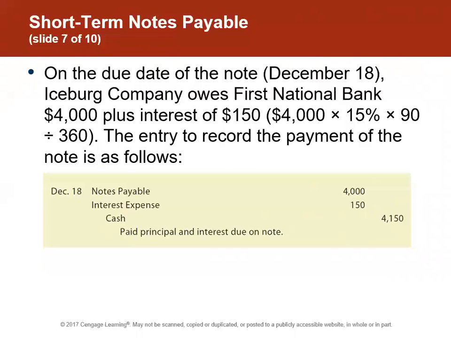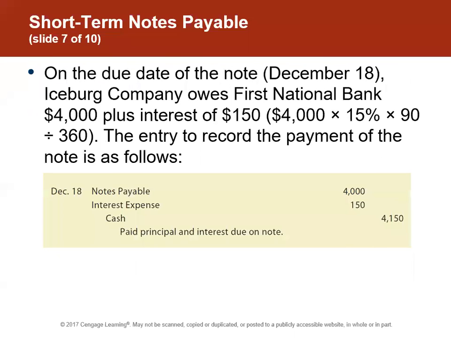When that note is due on December 18th, it's the same entry as it was before. We calculate our interest, 4,000 times 15%, times 90 over 360 gives us interest of 150. We debit notes payable, 4,000. We debit interest expense, $150. And we credit cash, the face value plus the interest. Okay. So it doesn't matter if it was on account, like to settle an account or to receive cash, the payment is the same.